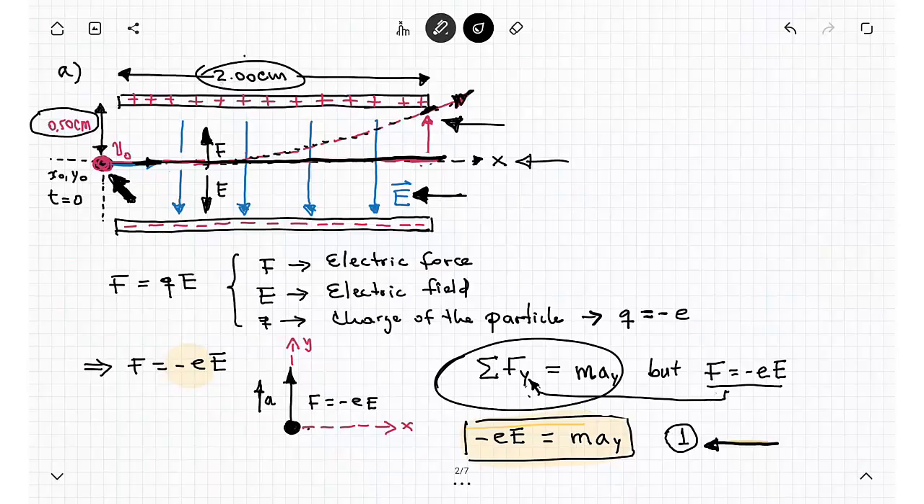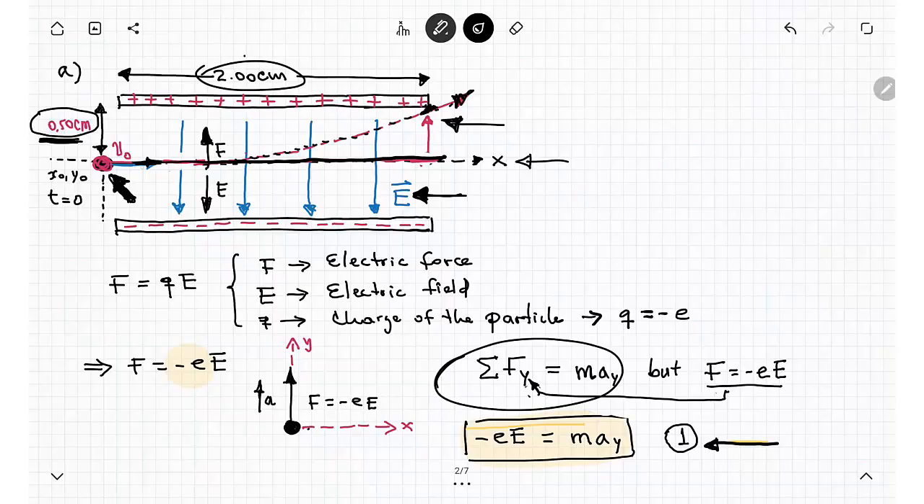So that's why we say that the vertical displacement is 0.50 centimeters and the horizontal displacement is 2 centimeters. Okay, because this point is really close to the right end of the upper plate, but never touches it. And it has its acceleration.